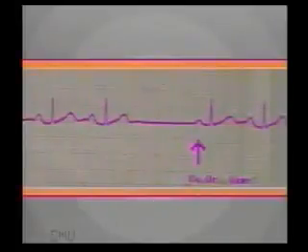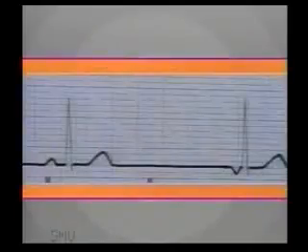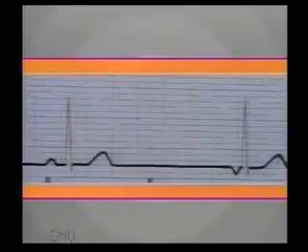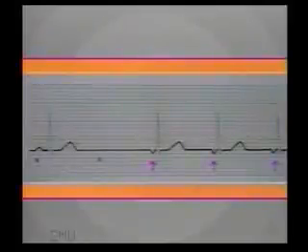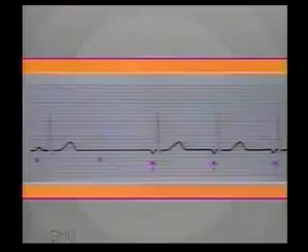So now study the escape beat. This is an atrial escape beat with normal QRS and altered P wave. This is a nodal escape beat with normal QRS and inverted P wave. And this is a ventricular escape beat with wide and bizarre QRS and no P wave. If the SA node does not start functioning again, the escape beats continue and it is termed an escape rhythm. This is a nodal escape rhythm.